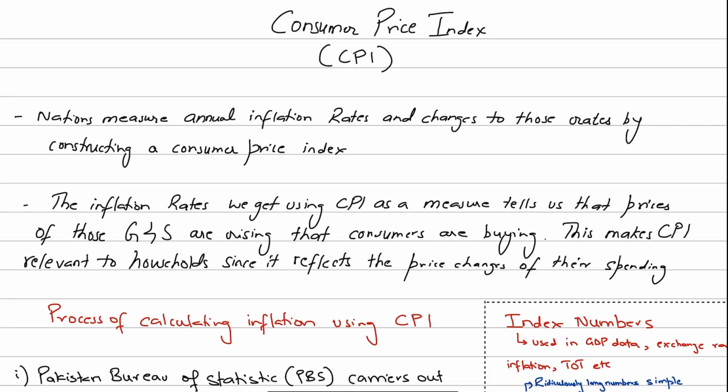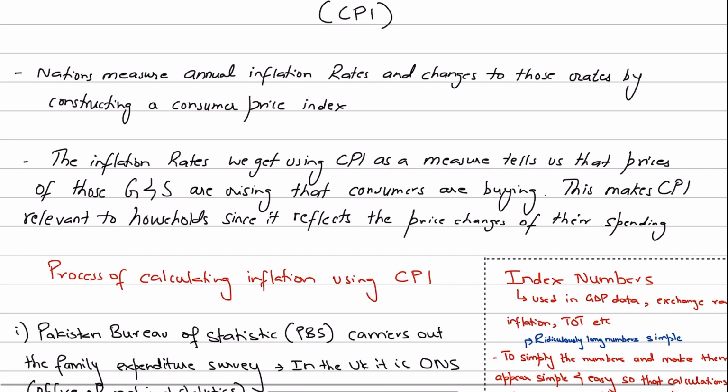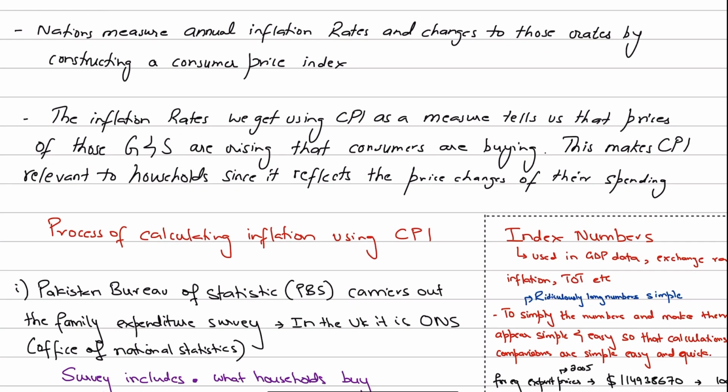Hi guys, welcome back. In this video, we're going to be discussing the consumer price index, also known as the CPI, which is used to measure inflation. Now we need to understand that inflation is usually measured annually, and changes to those rates of inflation are calculated by constructing a consumer price index. And that is exactly what we're going to be studying in this video. How is that constructed? So make sure that you watch the video till the end.